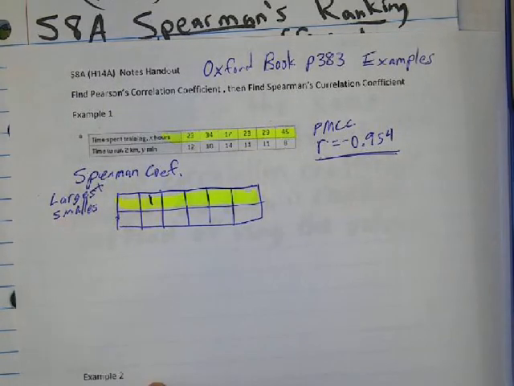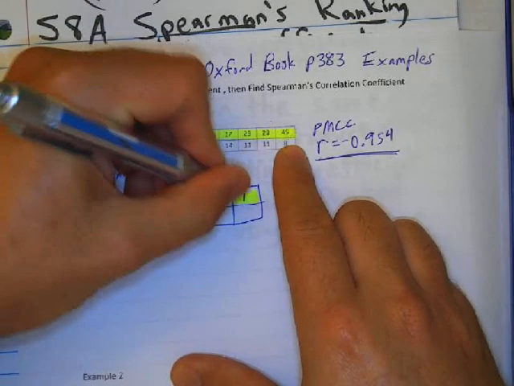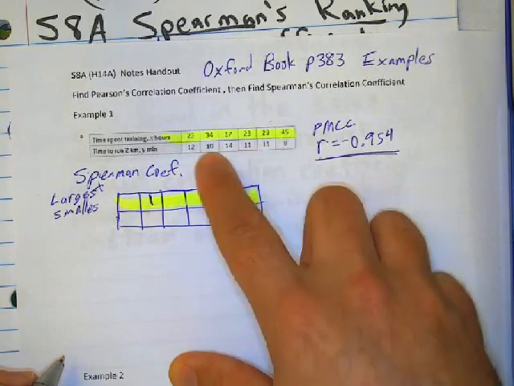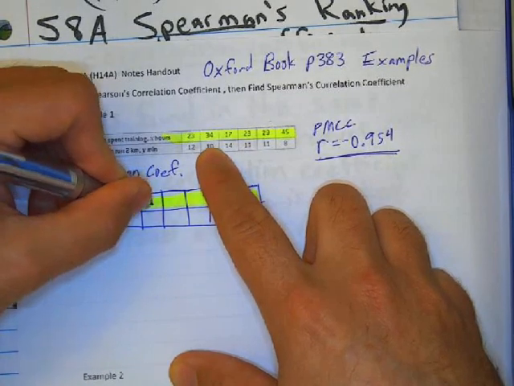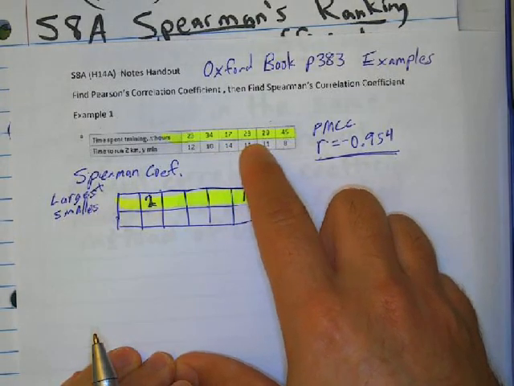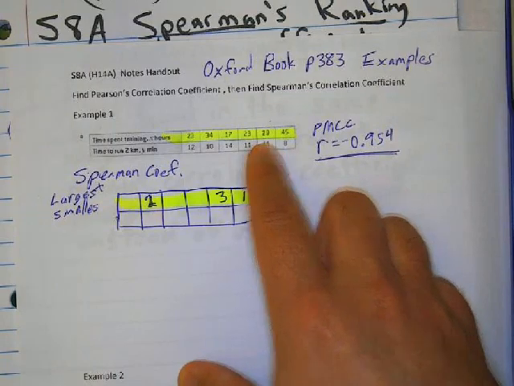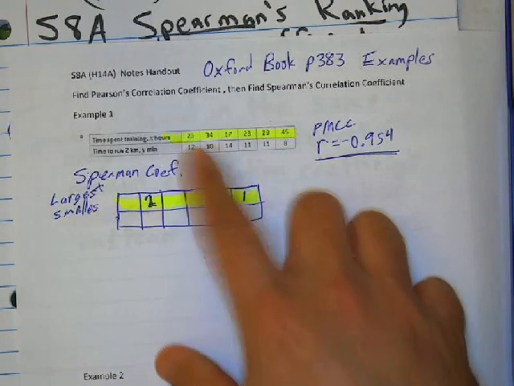Oh, wait, I made a mistake. The largest one is 45, so I'm going to call that 1. The next largest one is 34, I'm going to call that 2. The next largest one is 29, I'm going to call that 3. The next largest one is 23, and that's written twice.